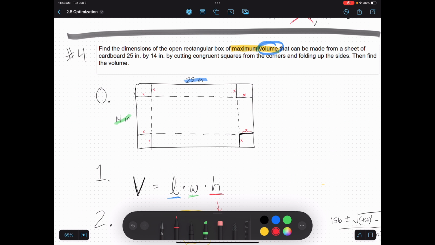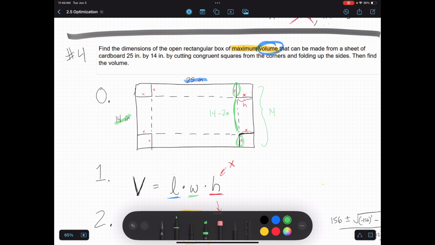So now can we relate length, width, and height to that value x? Let's start with height. Once I cut out the square and fold up the sides, how tall are those sides? They're going to be as tall as whatever I cut out of the corner. So it turns out my height is just x. Well, what about my width? I know this whole length is 14, but what about this length? Well, to get that length, I'm cutting out 2 squares from either side. So that length right here is just 14 minus 2x.